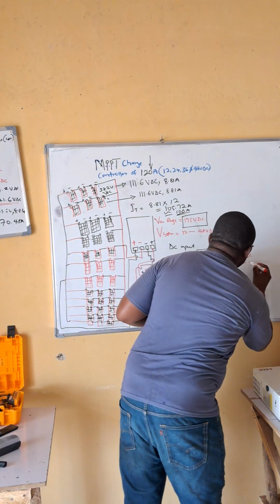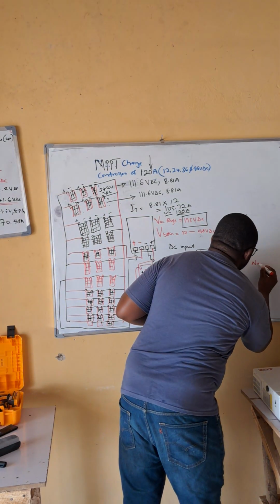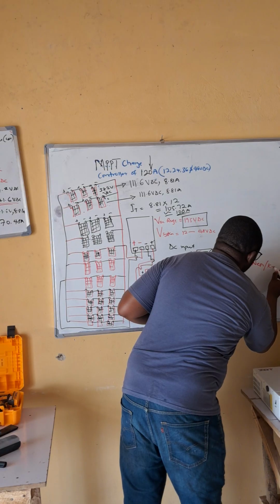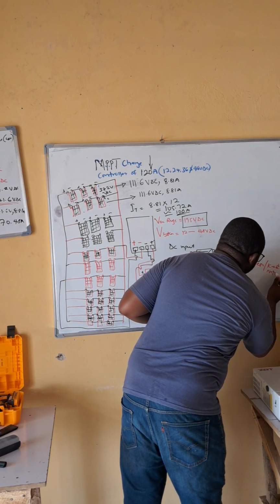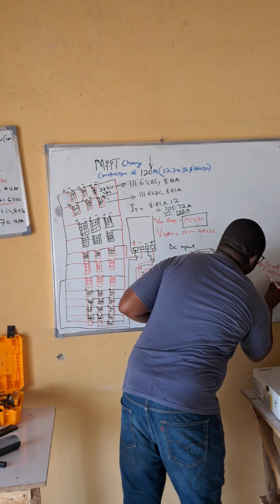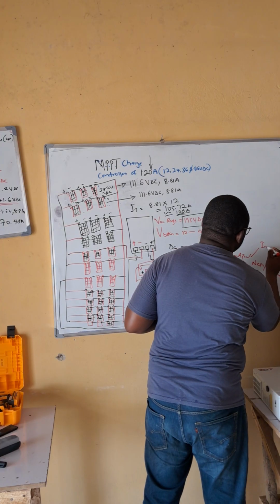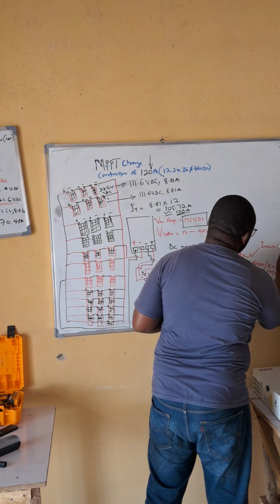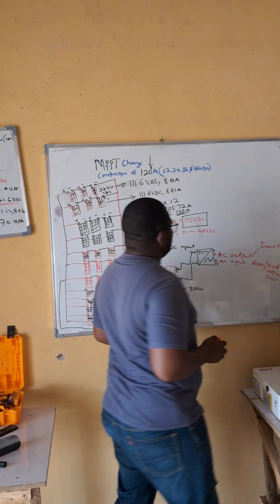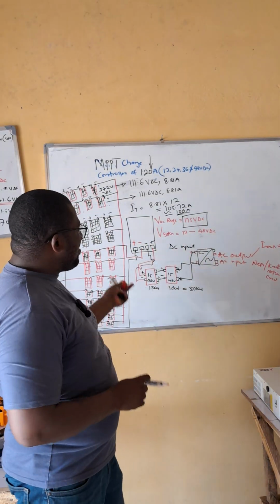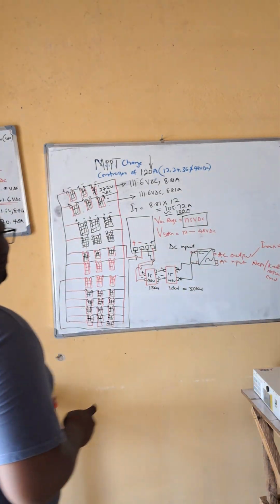This represents NEPA, that is the national grid, KEDCO, okay? National grid, okay? And this represents the inverter output. Okay, so this is it. And normally, this is how it will be.